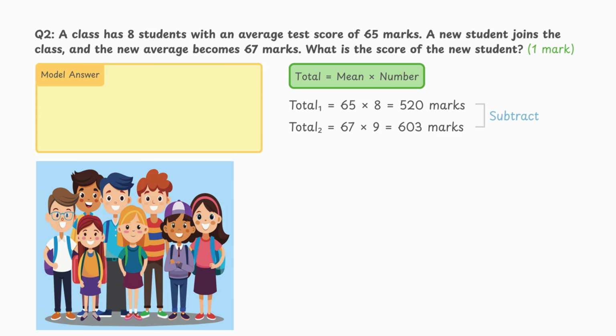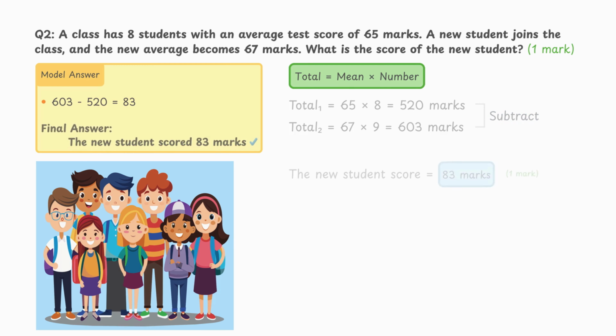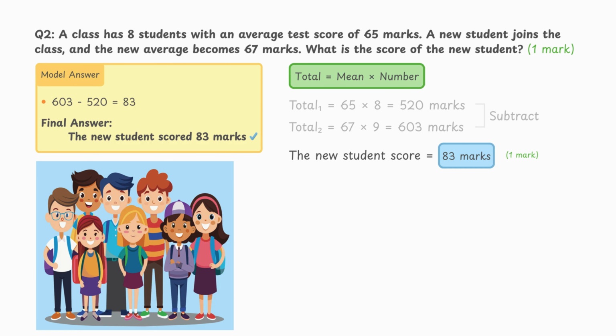We subtract the old total from the new total. 603 minus 520 equals 83. So the final answer is 83 marks. This method works because the total increases when a new value is added. That increase is exactly the value of the new student.